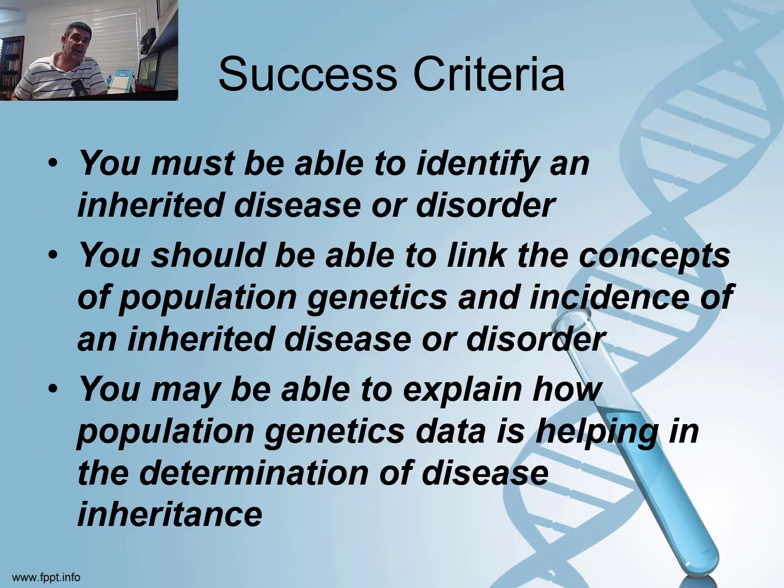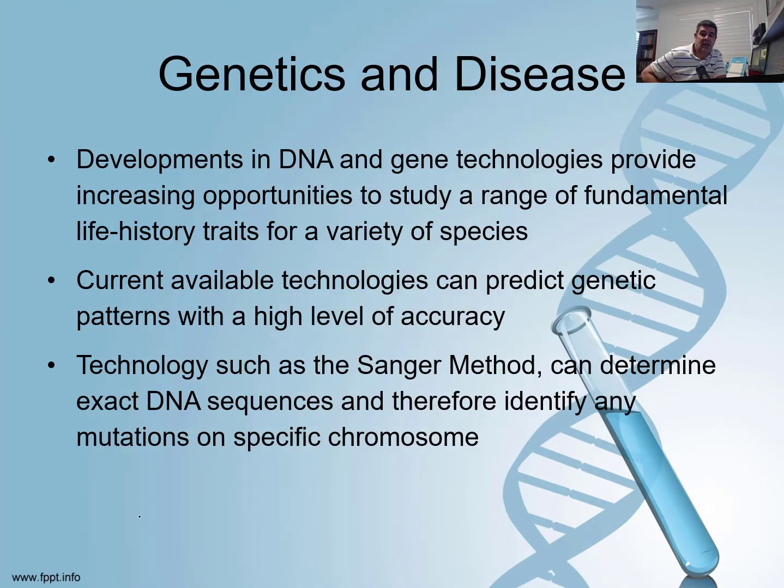So a couple of areas that you might like to focus on. Firstly, being able to identify an inherited disease or a disorder, to be able to link that to concepts associated with population genetics and/or large database information, and to be able to specifically link population genetic data in relation to a specific example of disease inheritance. Whilst we're going to spend a lot more time looking at diseases later on in the course, let's just have a quick overview now.